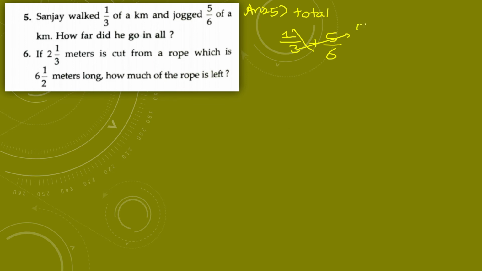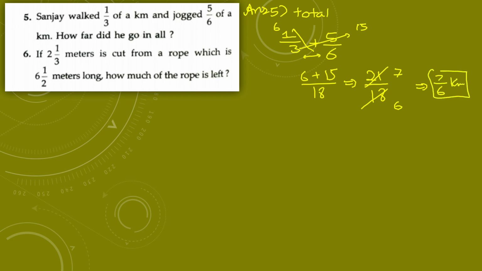3 into 5, 15, 6 into 1, 6. And 3 into 6, 18. So we get 18 divided by 6 plus 15, which gives me 21 upon 18. And I can simplify by 3, I get 7 and I get here 6. And the answer would be 7/6 kilometers. Okay, I just used the ECD method.